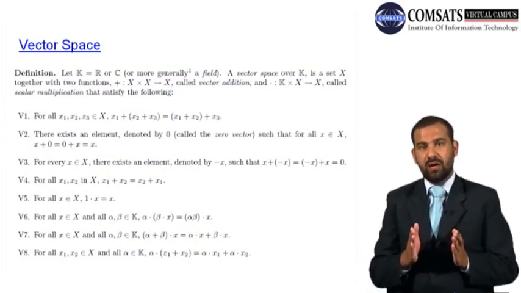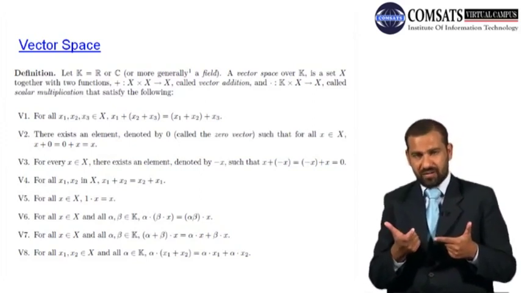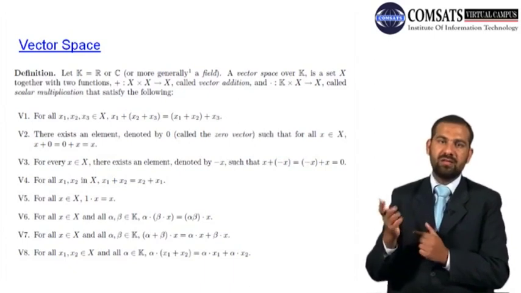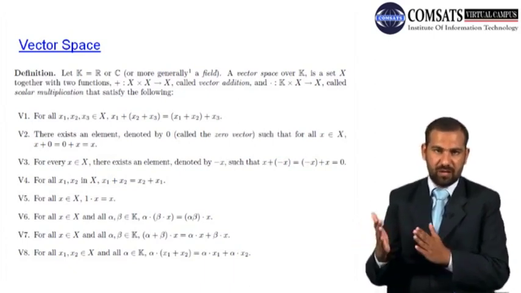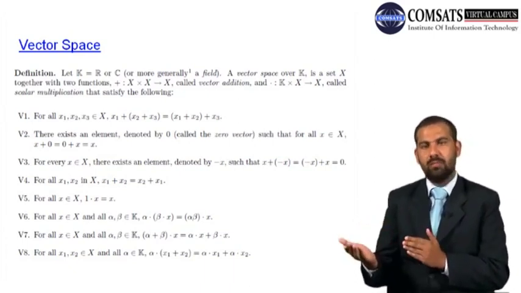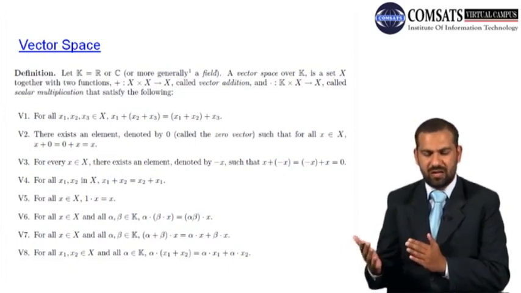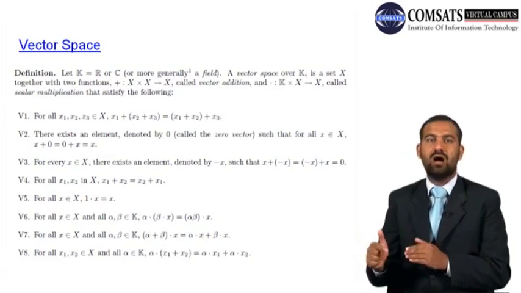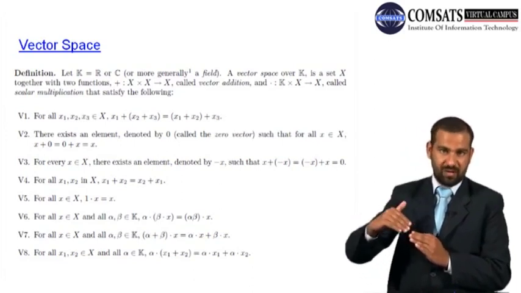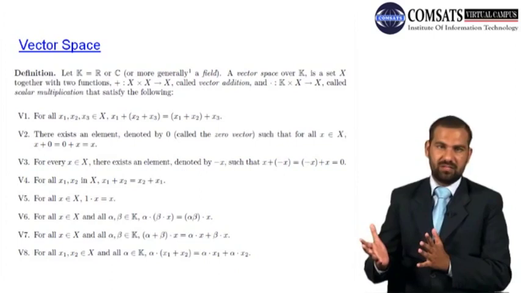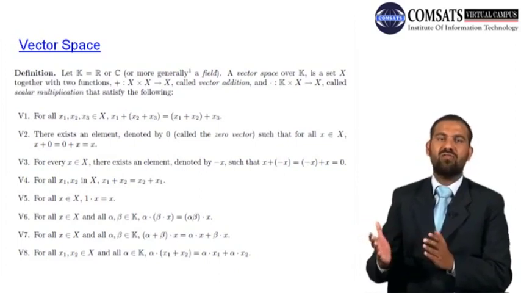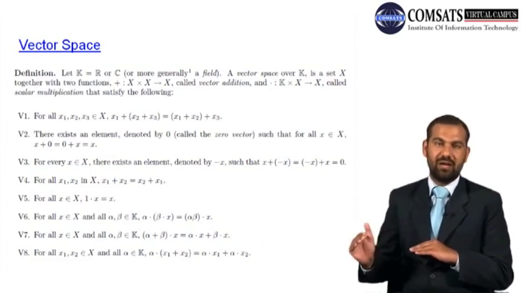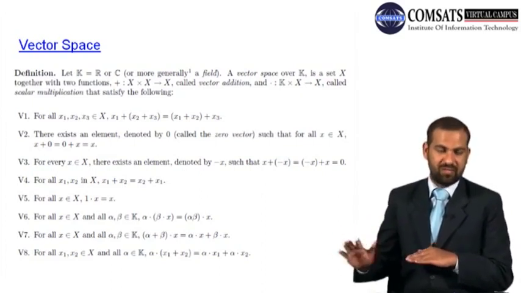For describing a vector space, we must have some field. The field may be the space of real numbers, the set R, or maybe complex numbers. More generally we say it's a field. Normally in our course we take it to be R, the space of all real numbers. You know that real numbers are a collection of rational and irrational numbers, which you already studied in your elementary or previous classes.